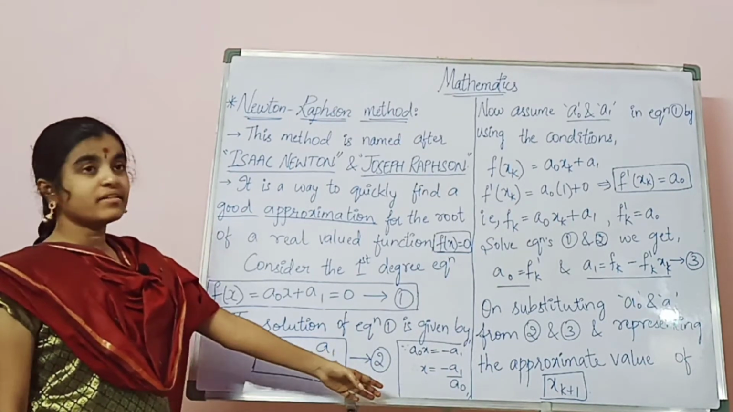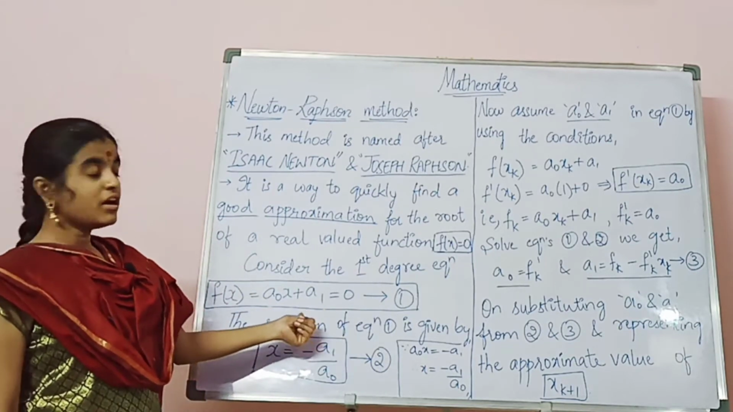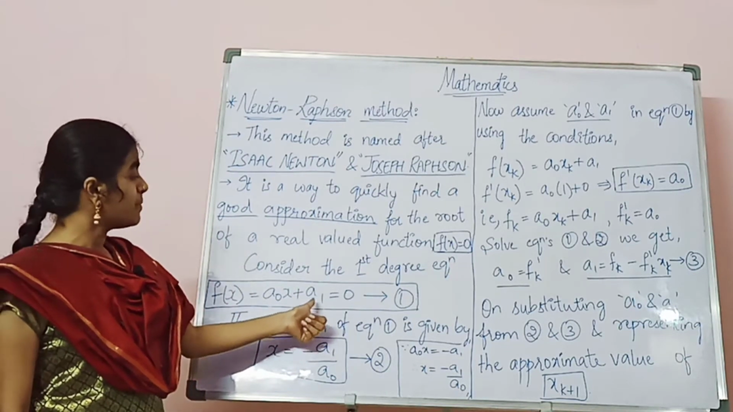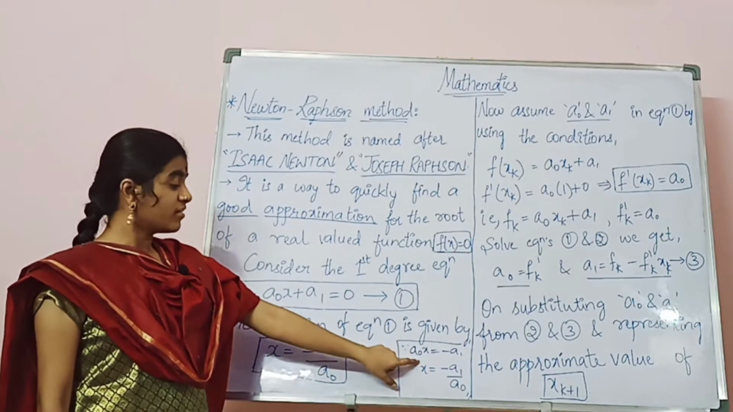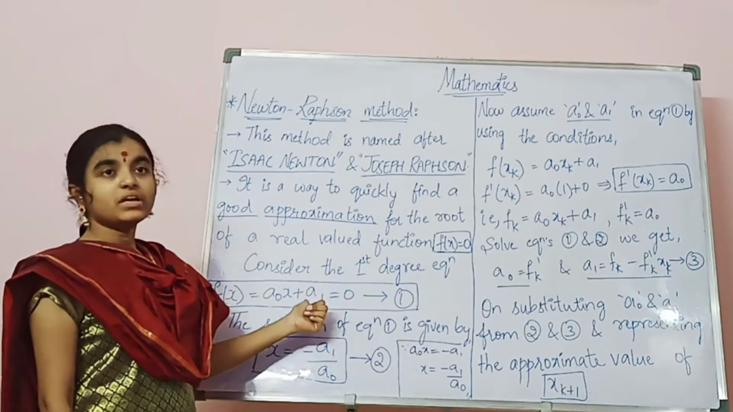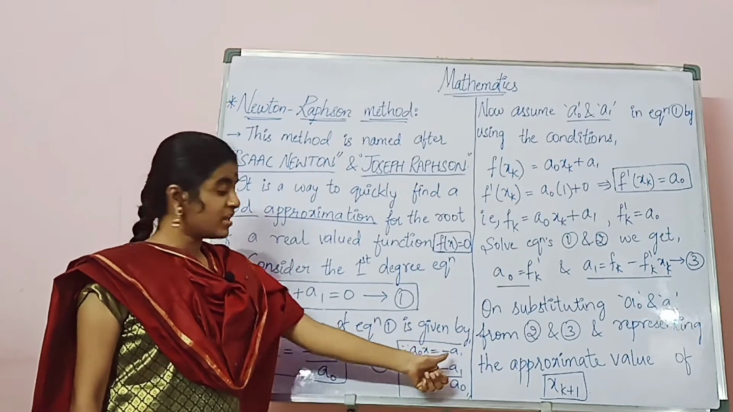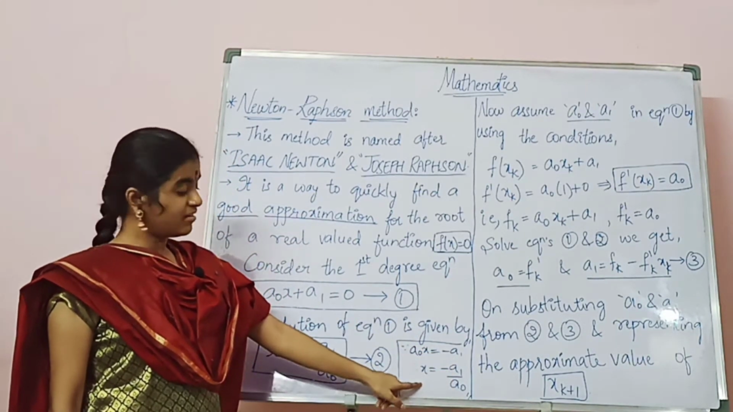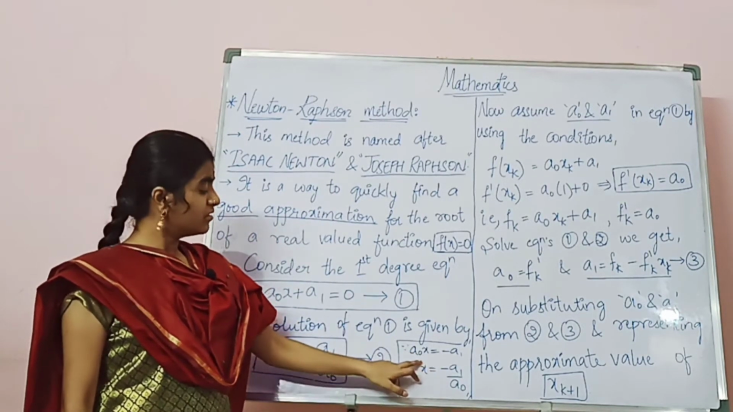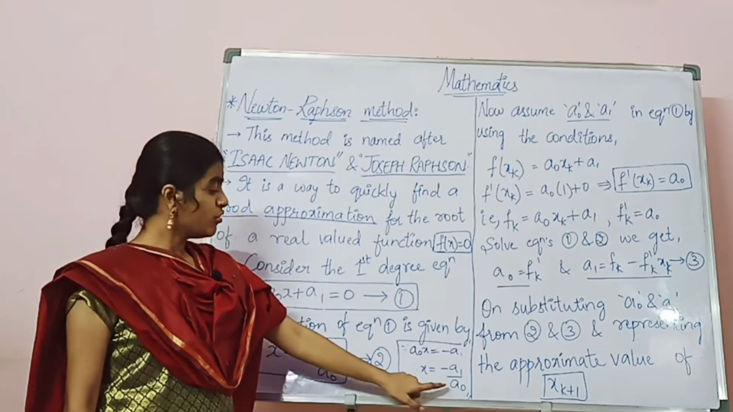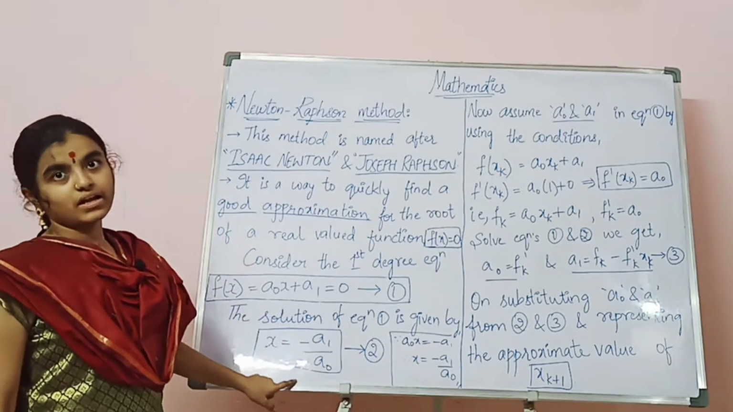How are we getting this equation 2? Listen here. We have f of x equals a naught x plus a1 equals 0. So a naught x equals minus a1, where plus becomes minus on moving across. Therefore x equals minus a1, and the multiplication here becomes division. So x equals minus a1 by a naught, which is our second equation.